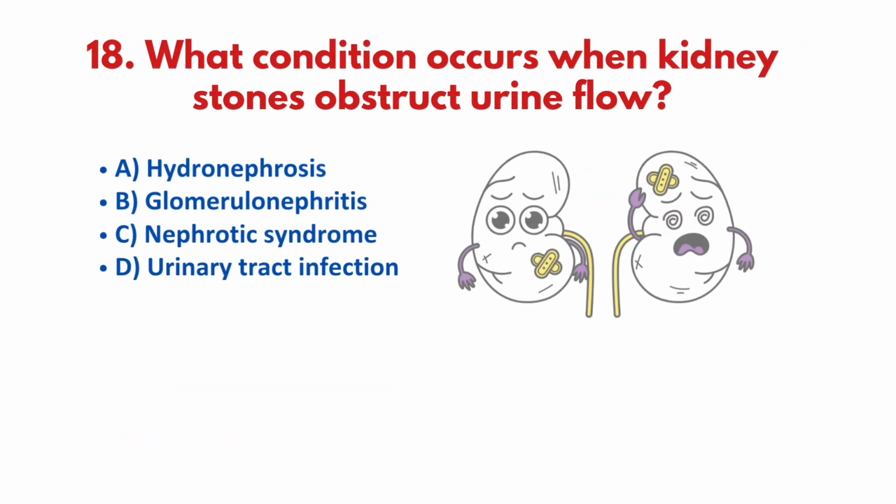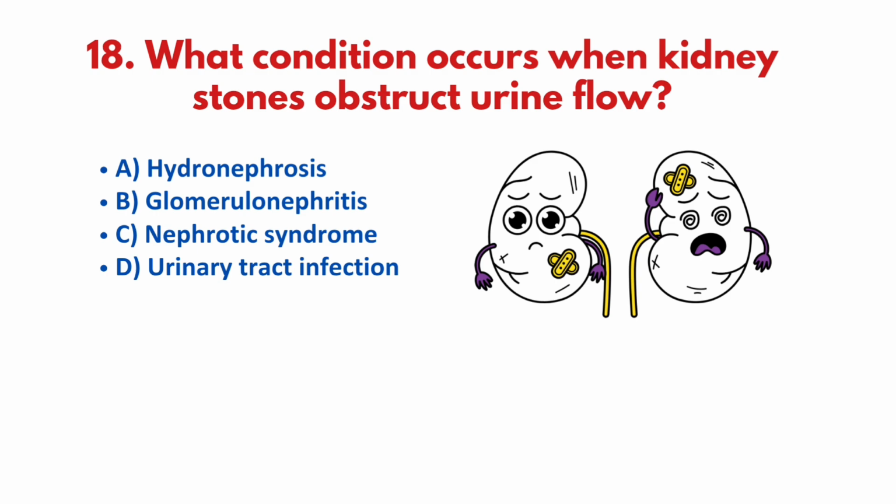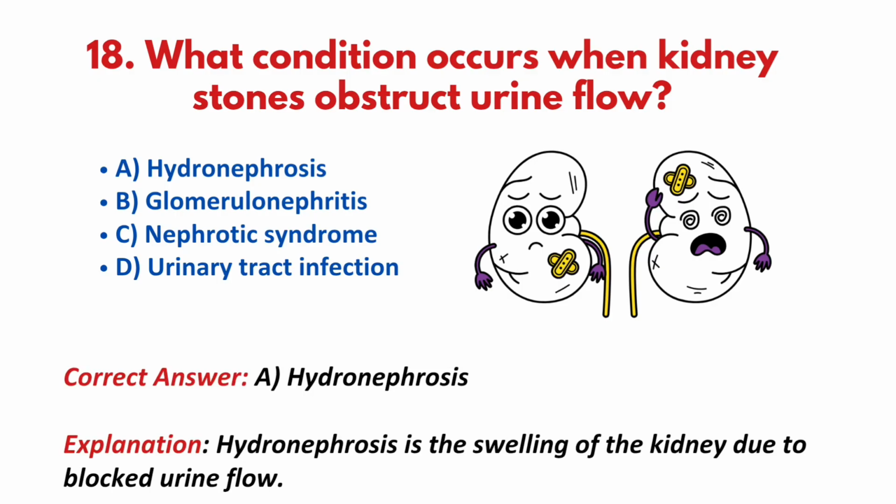Question number 18. What condition occurs when kidney stone obstructs the urine flow? Options are hydronephrosis, glomerulonephritis, nephrotic syndrome and urinary tract infection. And the correct answer is option A, hydronephrosis. Hydronephrosis is a swelling of kidney due to the blocked urine flow. So the correct answer is hydronephrosis.